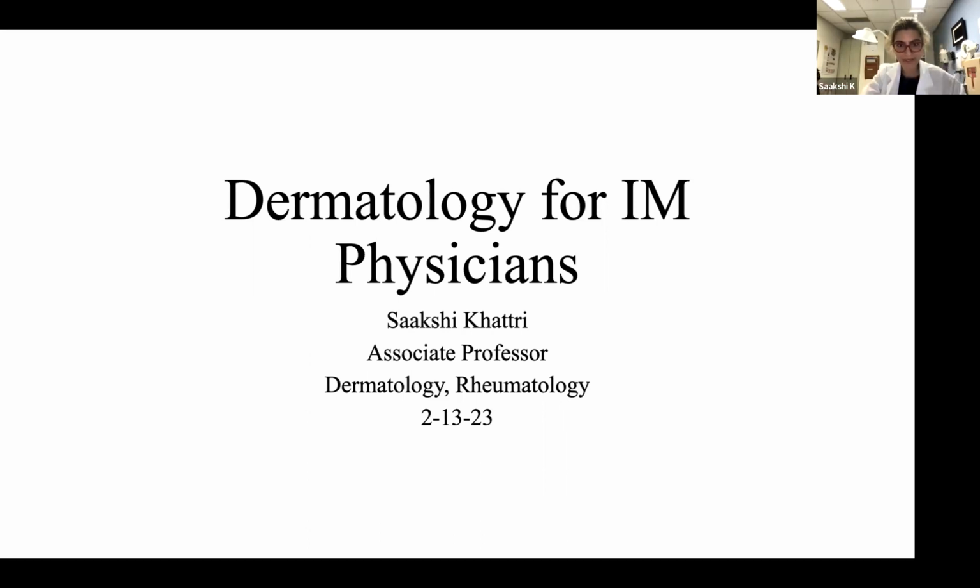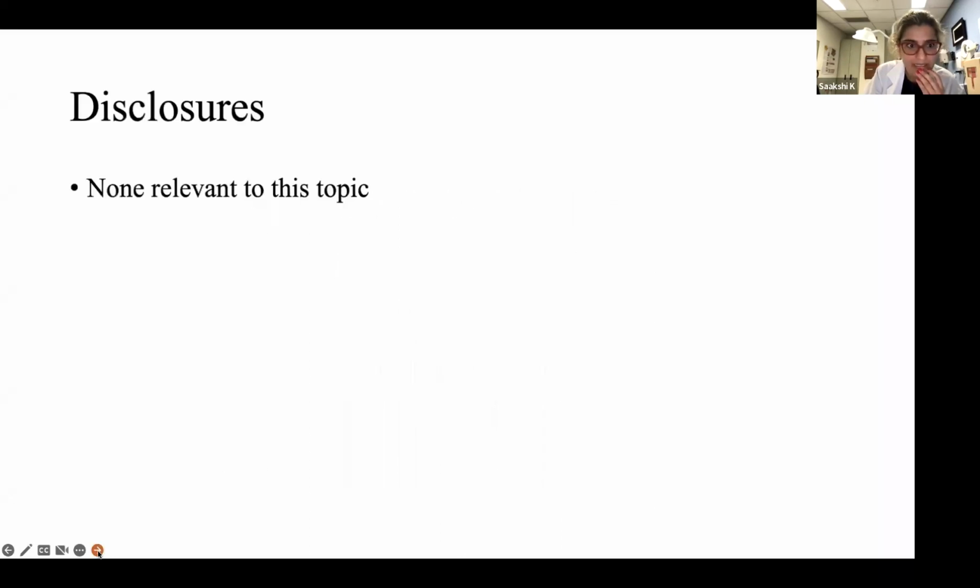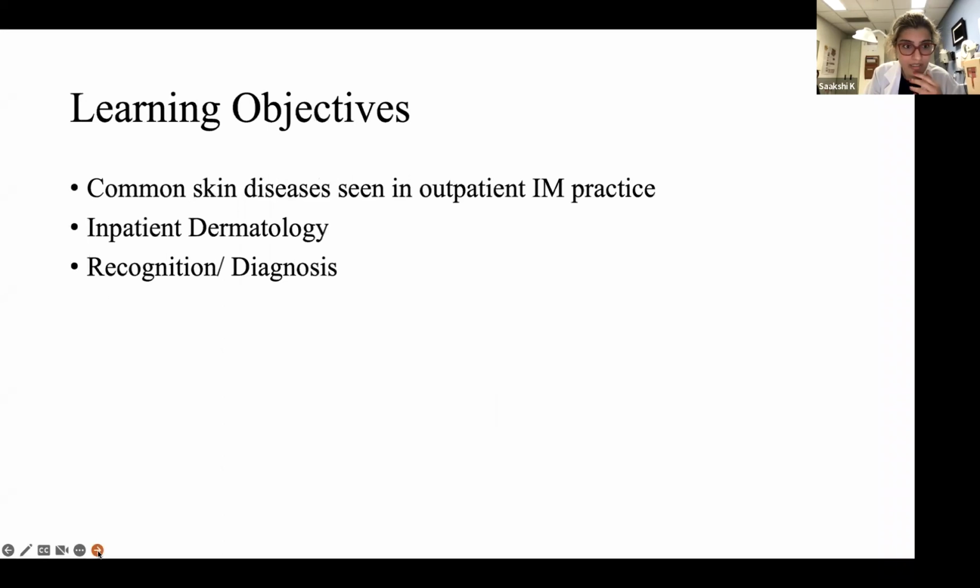So, it's derm for IM physicians, which is, again, a very broad topic. So I'm going to make sure that it's relevant to you guys. I have no disclosures relevant to this discussion. The threefold objectives are to know the main skin diseases that you might see in an outpatient IM setting.